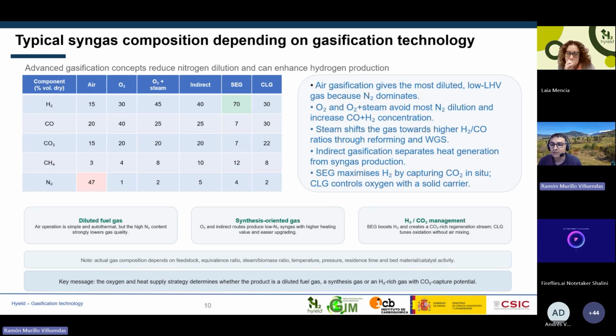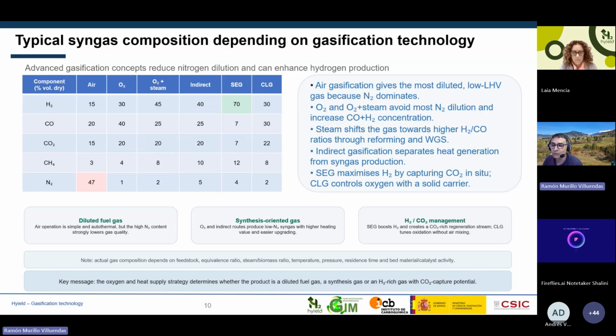When oxygen is used instead of air, nitrogen dilution is almost eliminated. This increases the concentration of carbon monoxide and hydrogen, producing a medium heating value syngas that is more attractive for upgrading and chemical synthesis. If steam is added together with oxygen, the hydrogen concentration increases even further. Steam promotes reforming reactions and the water-gas shift reaction, shifting the gas composition towards higher hydrogen to CO ratios.